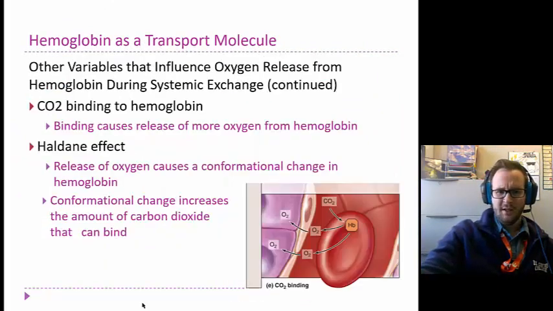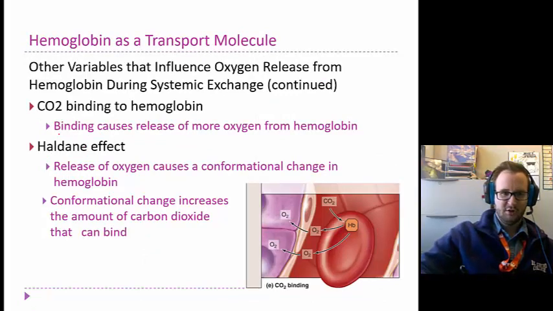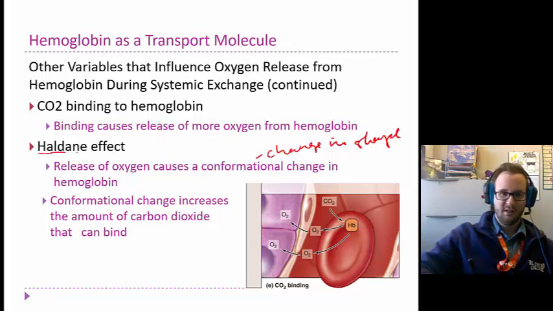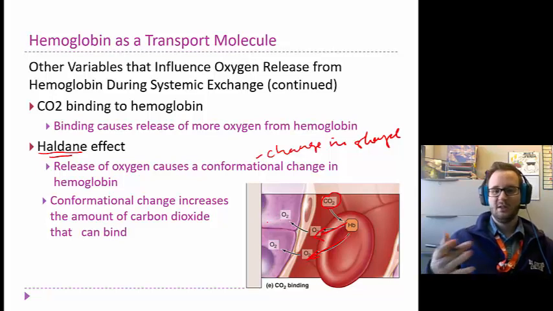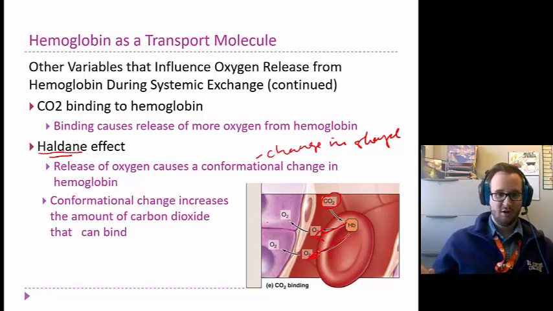So the Haldane effect is just a special name given for a conformational change. And what this means is a change in shape. I mentioned this to y'all before, but now we're giving it a specific name. And this is just going to affect the amount of oxygen that can be bound, or carbon dioxide that can be bound. As more and more oxygen leaves those tissues, you can imagine what happens then is there's an increase in carbon dioxide as more oxygen is being released.